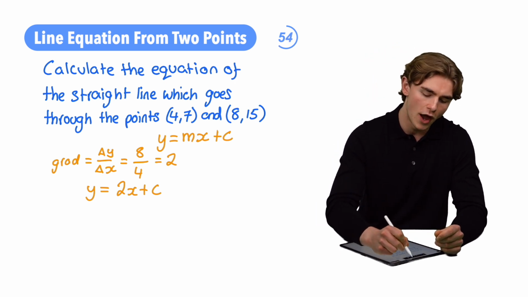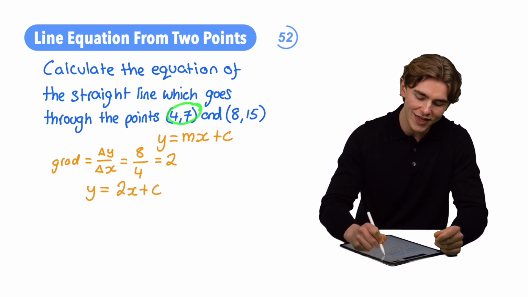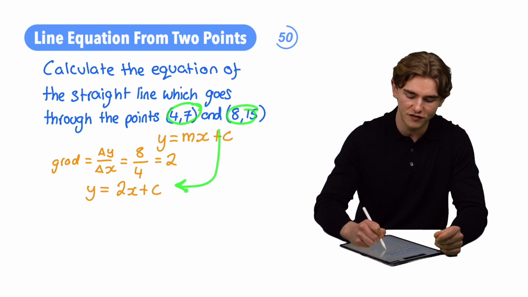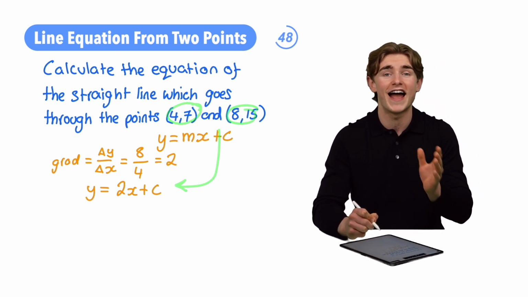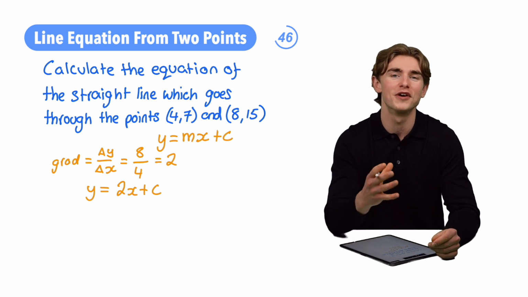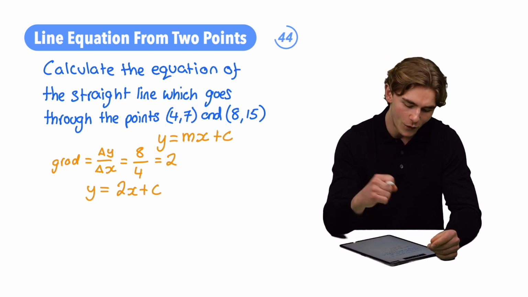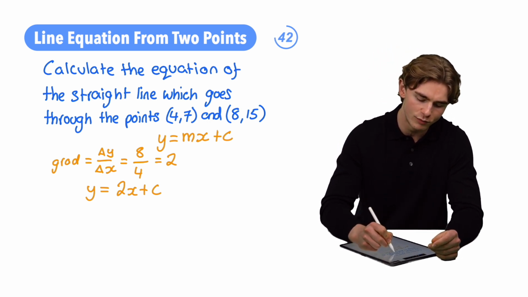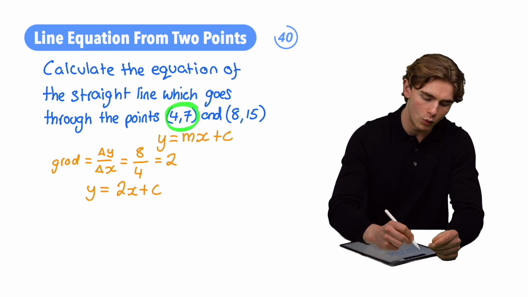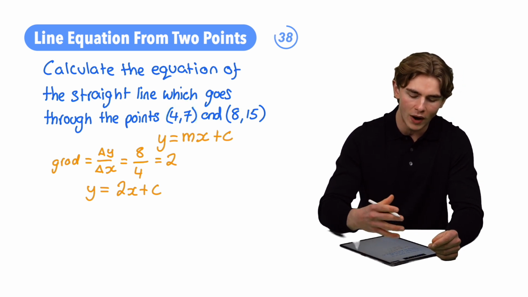We're going to substitute one of our coordinates, and it can be either one of them, into the equation of our line. That's going to eliminate the y and the x, and will allow us to rearrange to find the value of c. What are we going to get? Let's substitute in this coordinate, the smaller one, 4, 7. What are we going to have? Well, we know that when x is equal to 4, y is equal to 7.